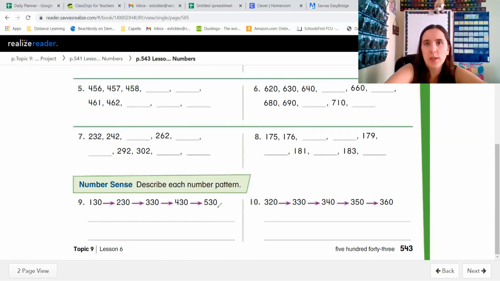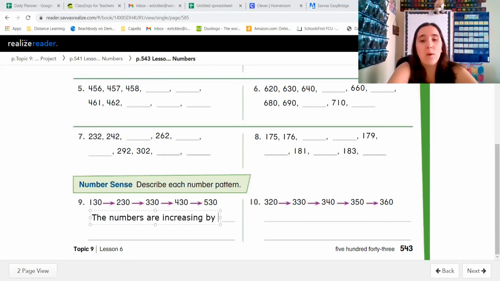Which place value is changing in these numbers? Is it the ones, the tens, or the hundreds? Which one is changing? The ones are all 0. The tens are all 3s. The hundreds is what's changing. So if I go from 130 to 230, how much am I adding? 100. So we can say that the numbers are increasing by 100. That's what the pattern is. Increasing means that it's being added on. The number is getting bigger by that much.